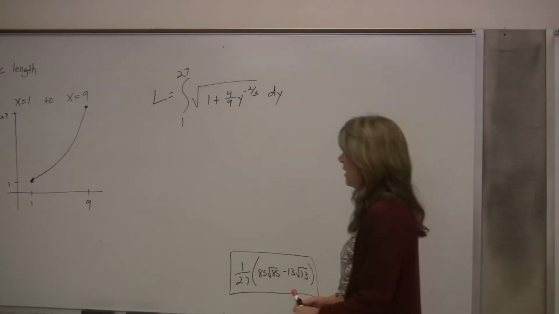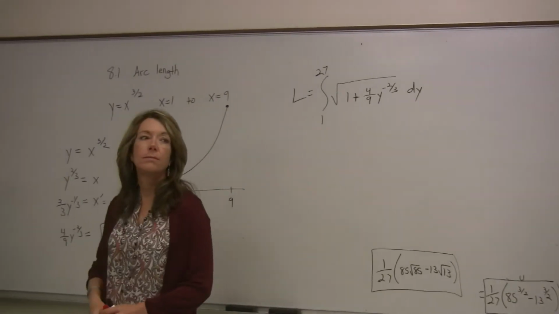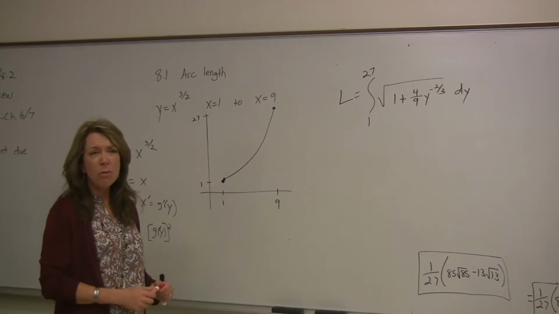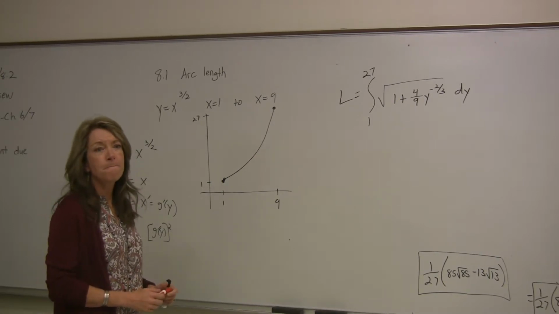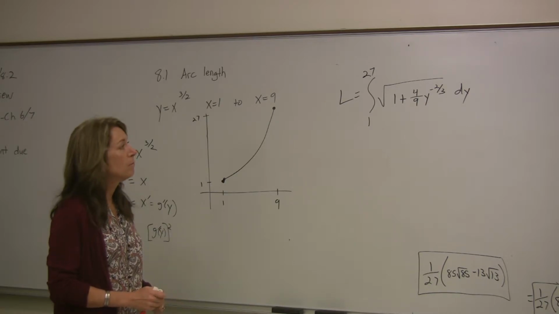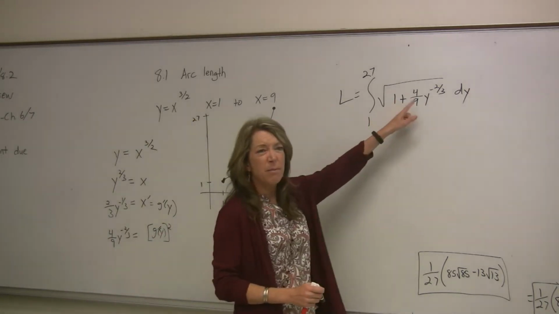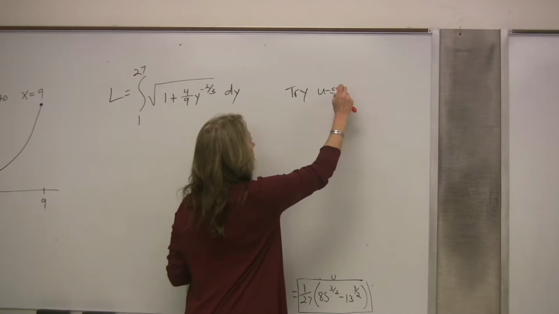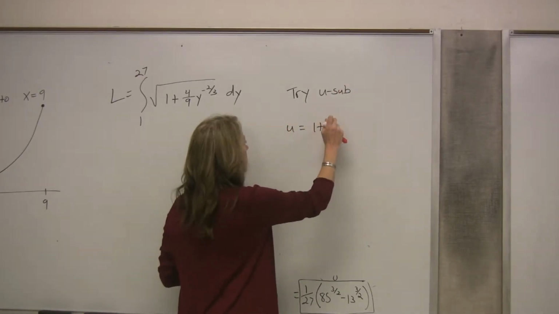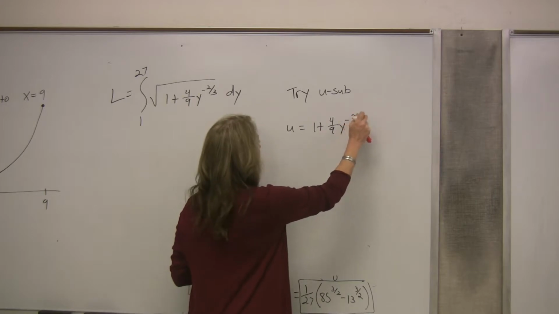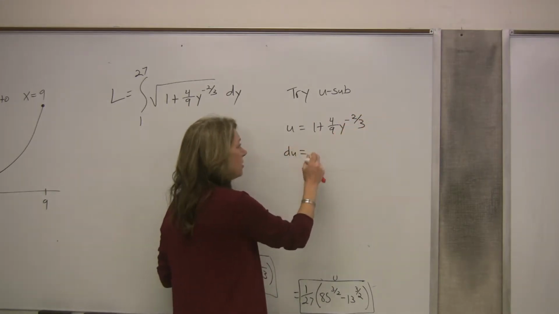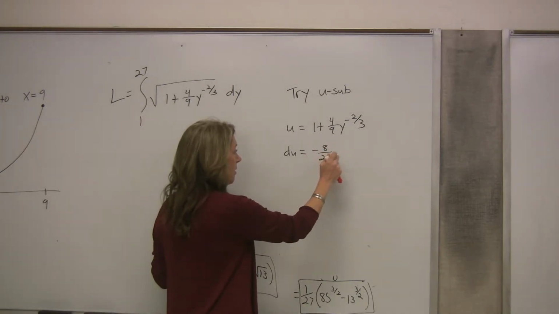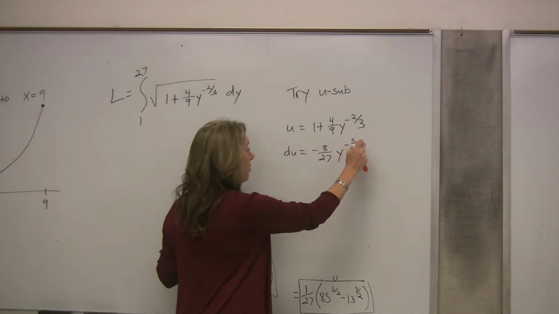What technique should we try? What'd you say? We could try u sub. What would you let u be? I was thinking u would be 4/9 y, like this inside part, maybe? Let's try u sub. So if u equals this, du is negative 8/27 y to the negative 5/3.